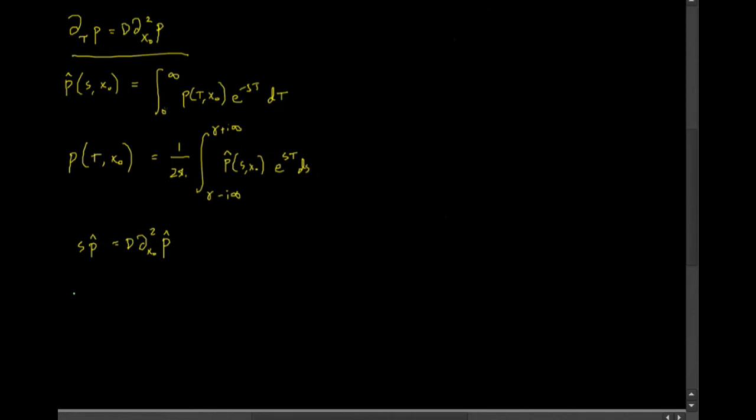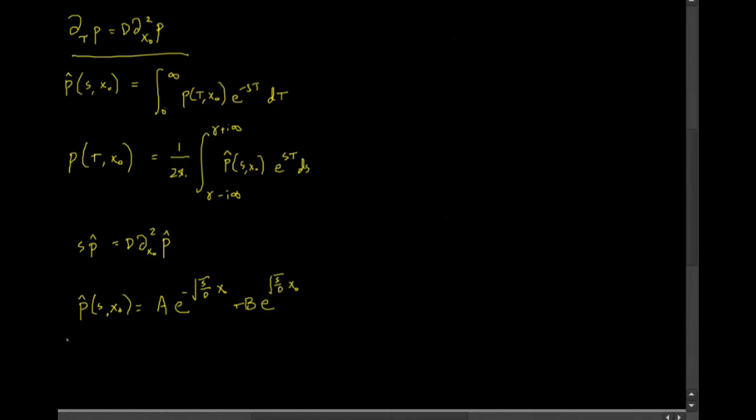So what do we get? We get p hat of s, x naught is some coefficient a times e to the minus square root of s over d x naught, plus b e to the positive square root of s over d x naught. And a and b are coefficients that we don't know, but we can figure them out based on the initial conditions. So what are the initial conditions?